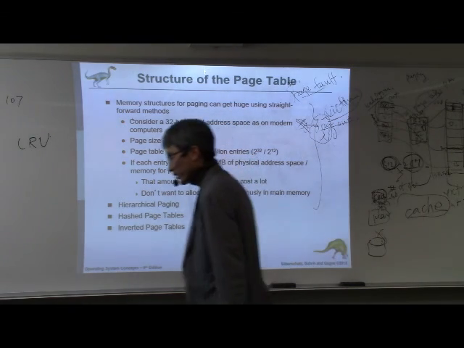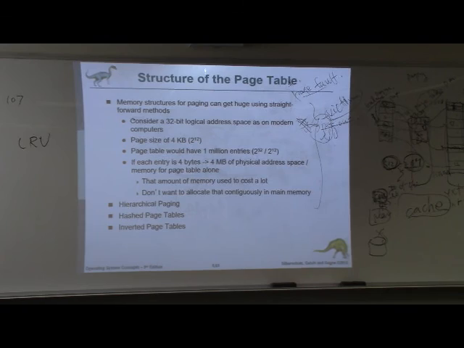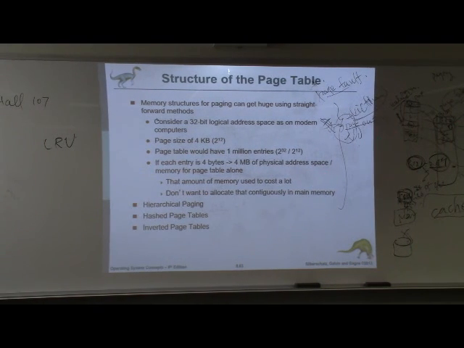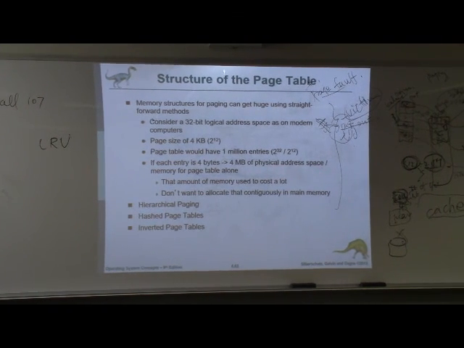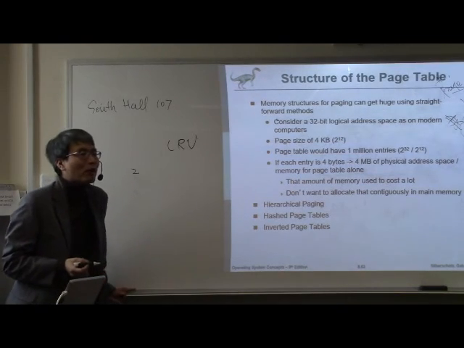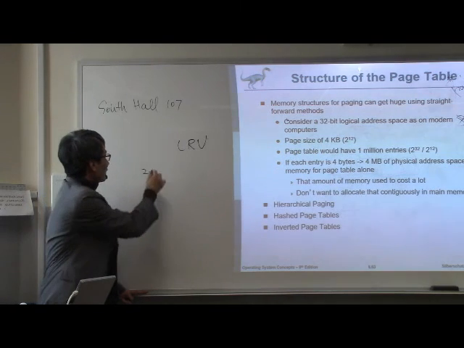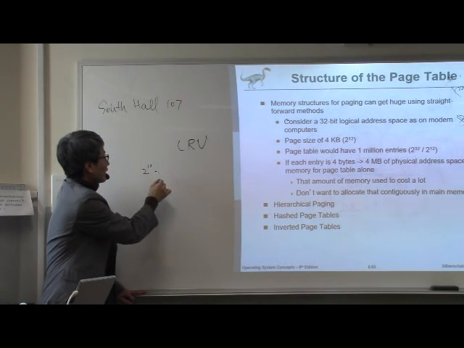Then the last thing is, how many pages do you have? How many page frames do you have? If you have, for example, 1 gigabyte of memory, 1 gigabyte is 2 to the power of 30. 2 to the power of 10 is a K.